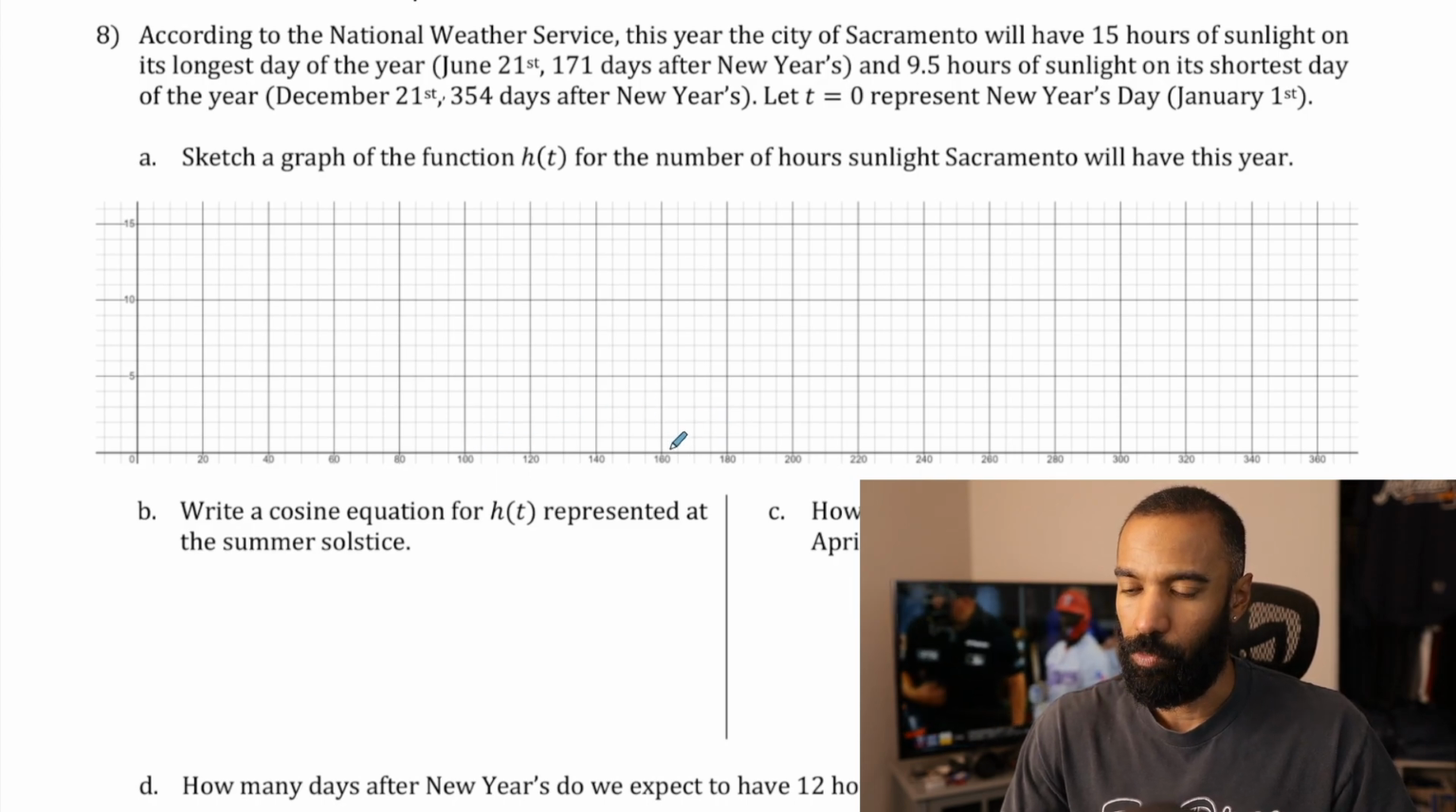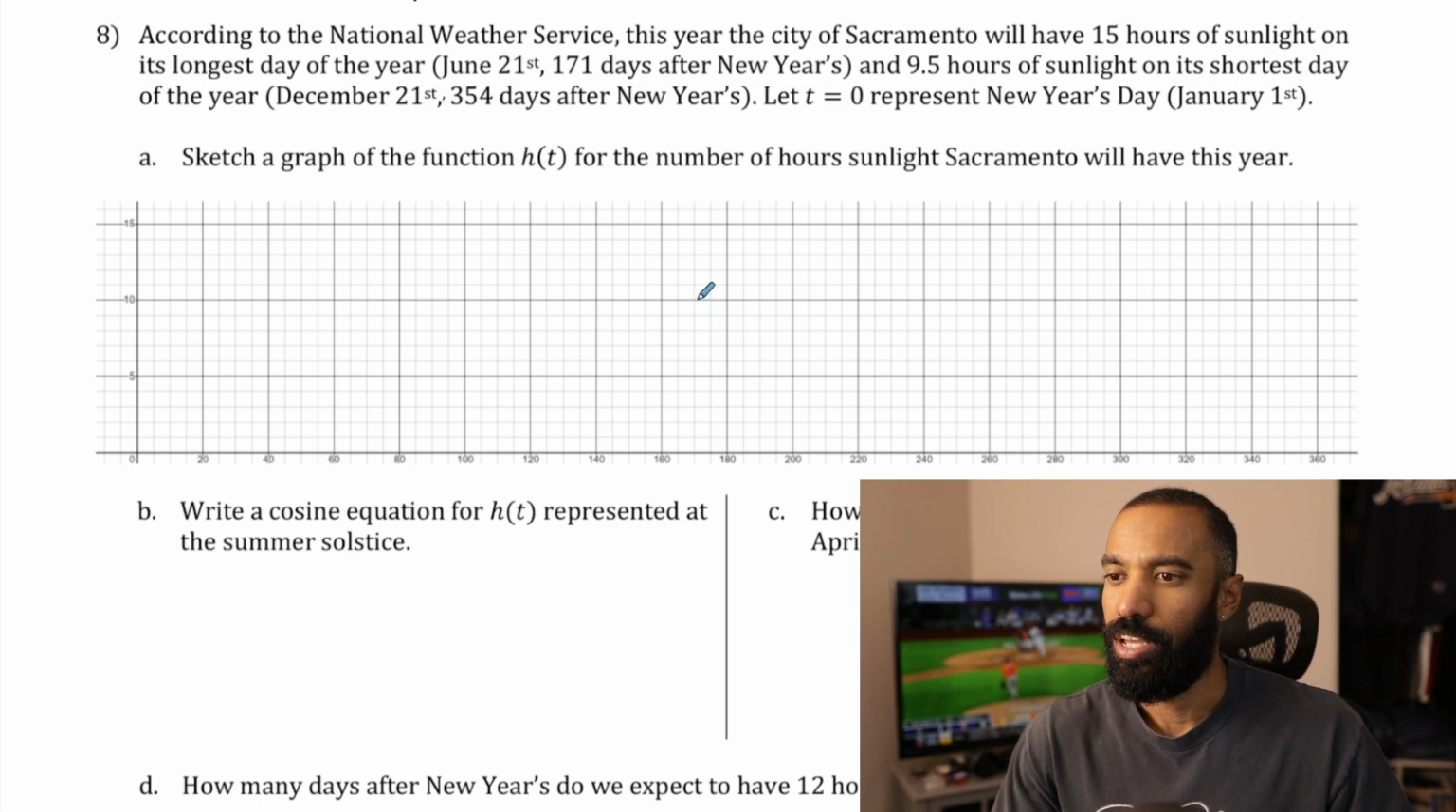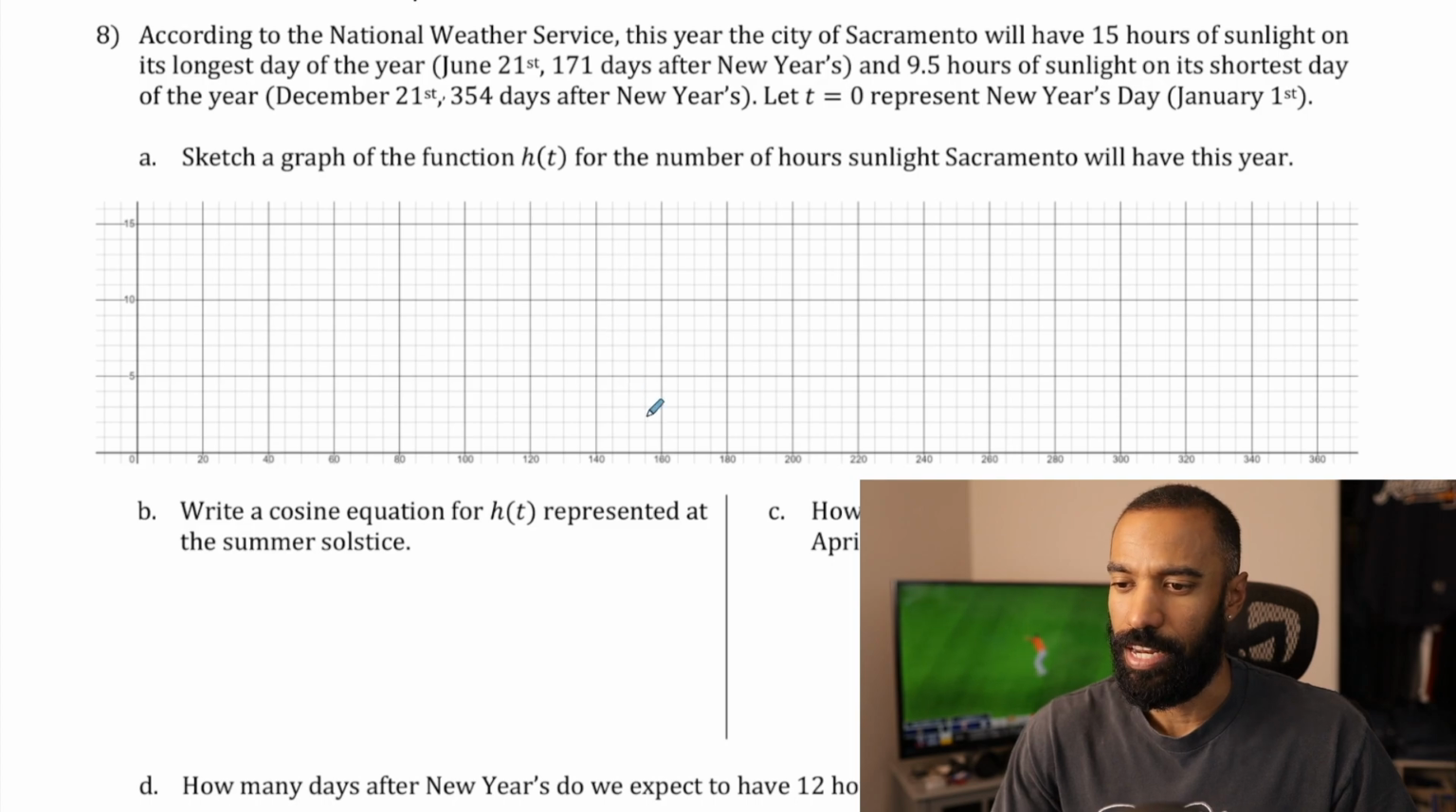So 171 days is, here's 160. This must be 170 right here. And 171 has, I thought I saw 15. There it is, 15 hours of sunlight on 171 days after the fact. So about right there.